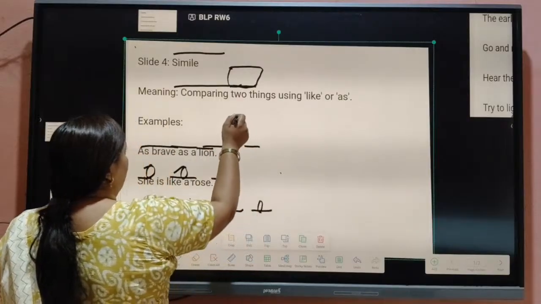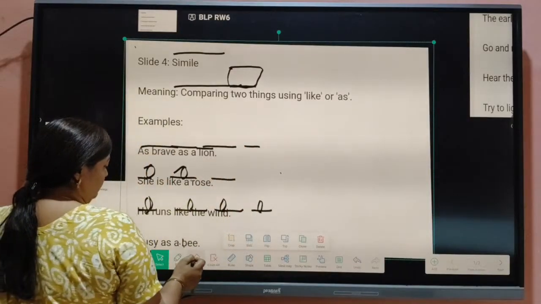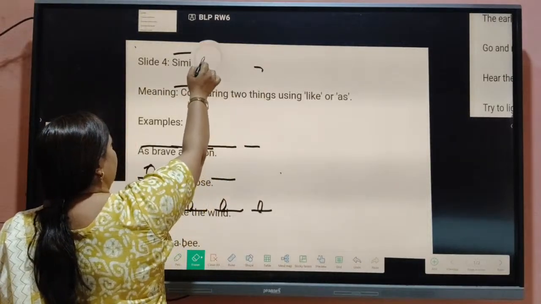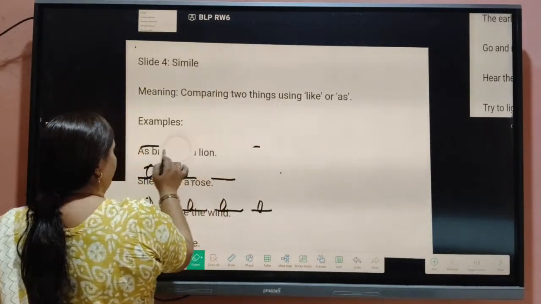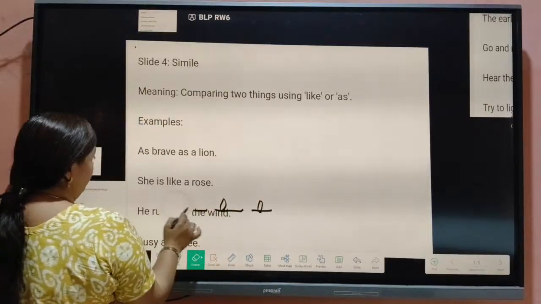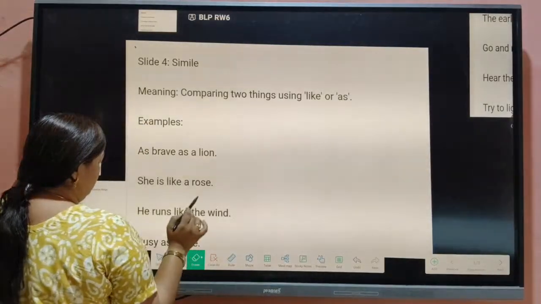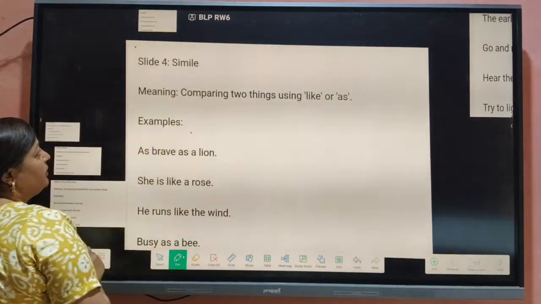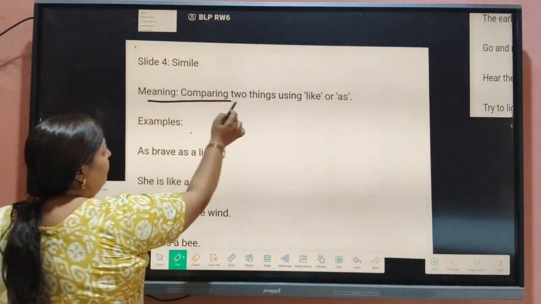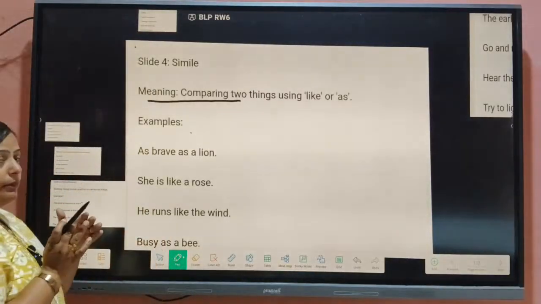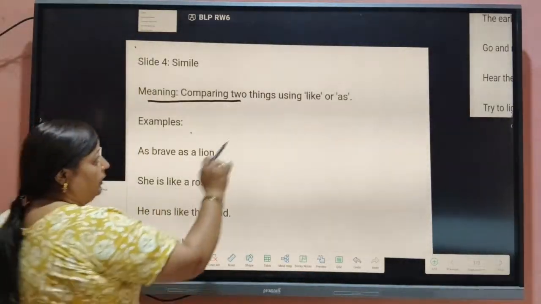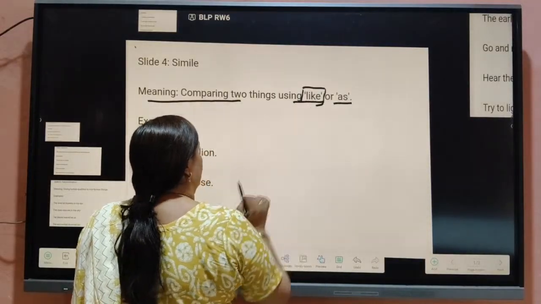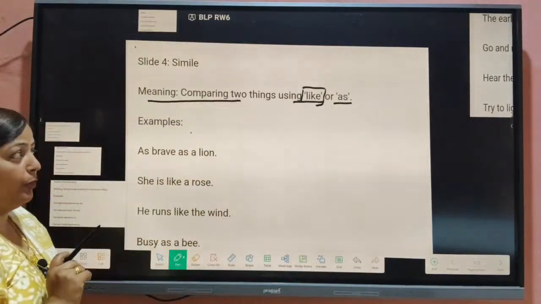Now we will do simile. Which literary term will we learn now? About simile we will learn. Simile means comparing two things. In simile we compare two things, but with the use of the words like and as. These are the main and important words.